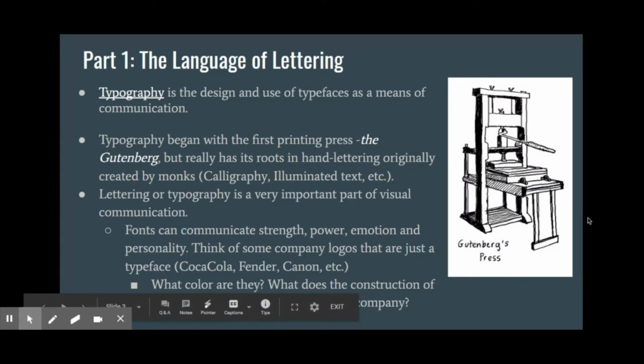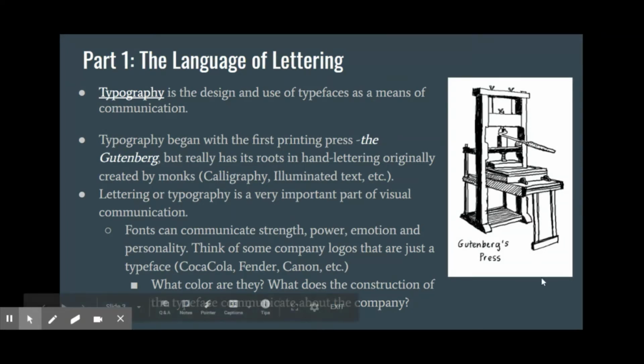So the first part of this lesson, we're going to look at the language of lettering. Typography is the design and use of typefaces as a means of communication. So we're specifically looking at typography and letter forms today. Typography began with the first printing press, known as the Gutenberg, named after a man named Gutenberg, and is pictured in the example on the right.